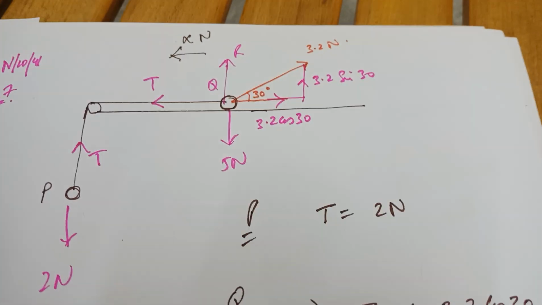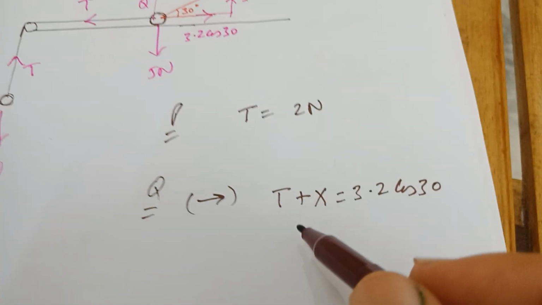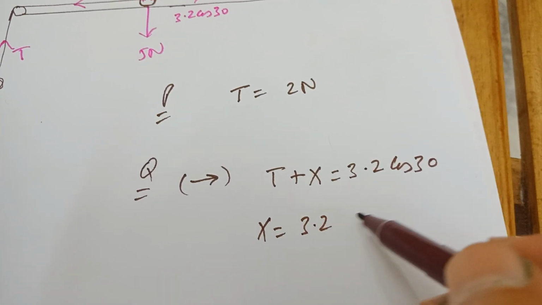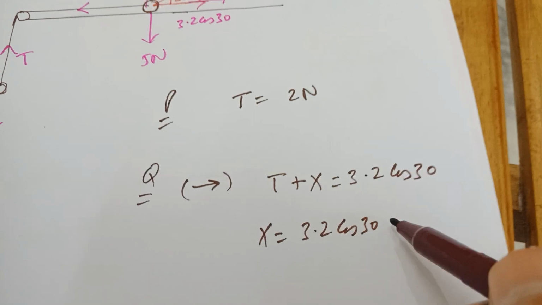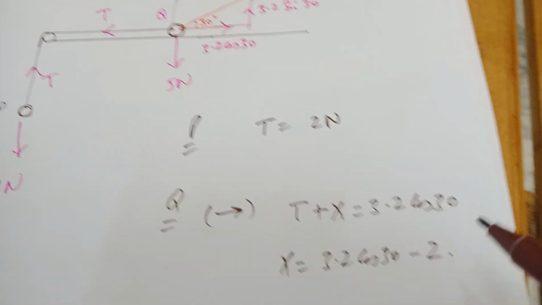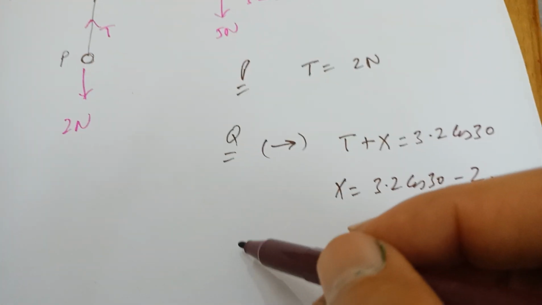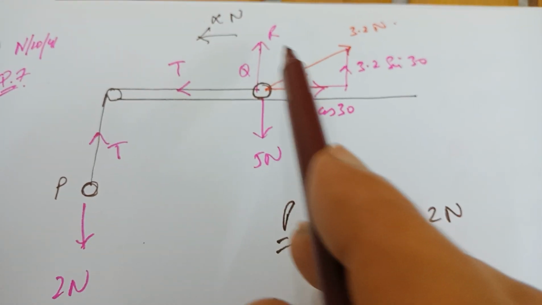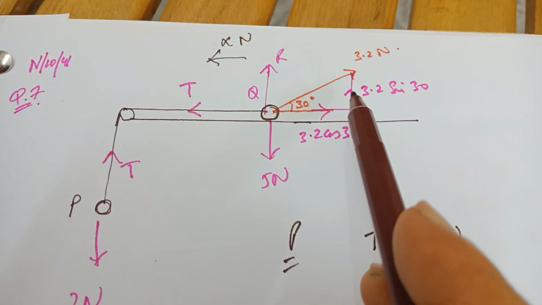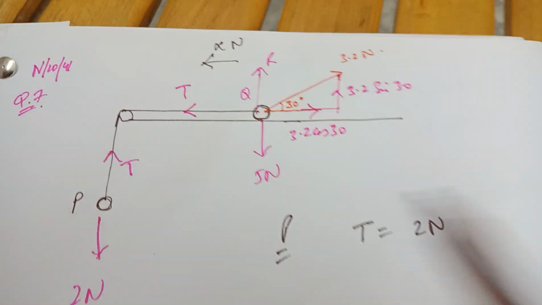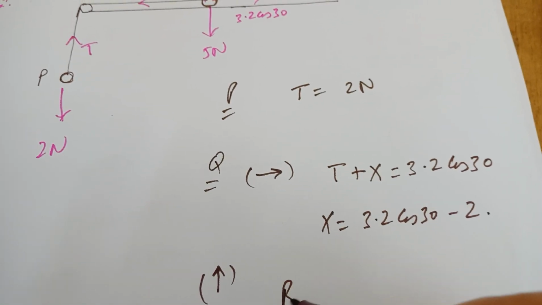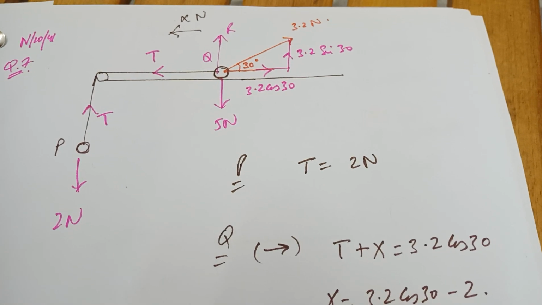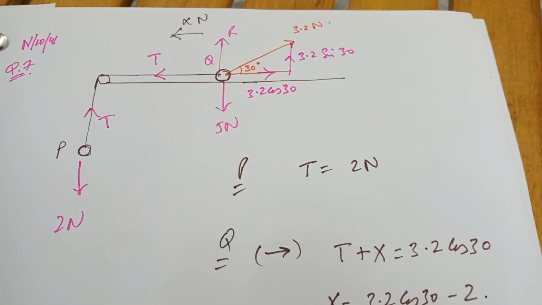Okay, we have already got the value of T, and this X is going to be, let me keep it exact, 3.2 cos 30 minus 2. Now if we look at the vertical components over here, we can determine this R. So this R plus 3.2 sine 30 will be equal to 5.